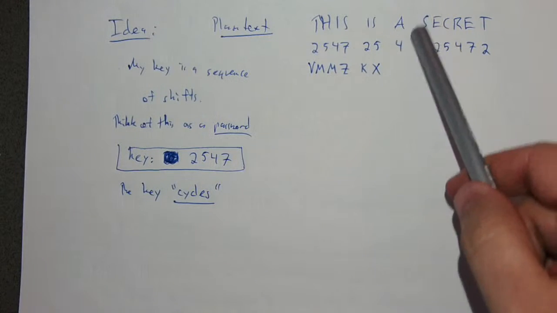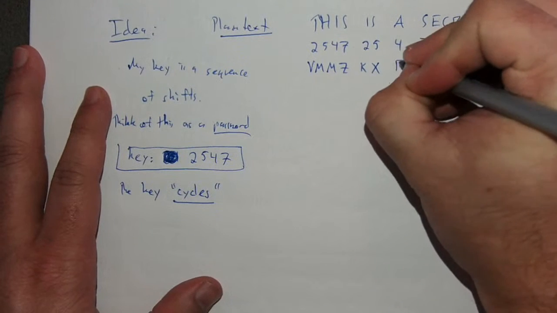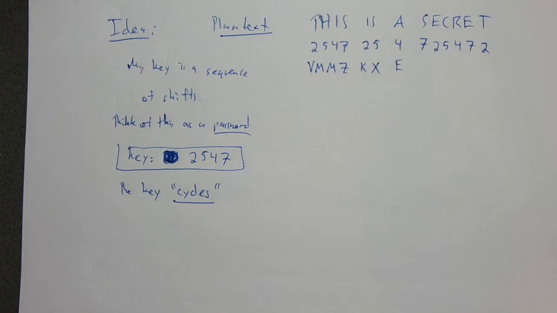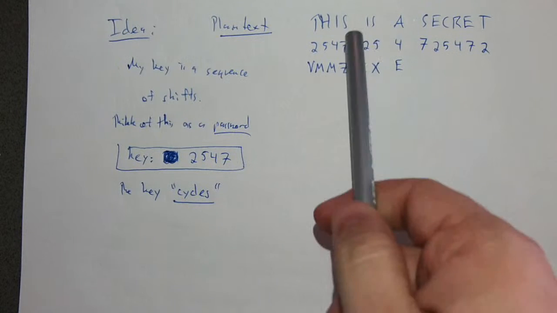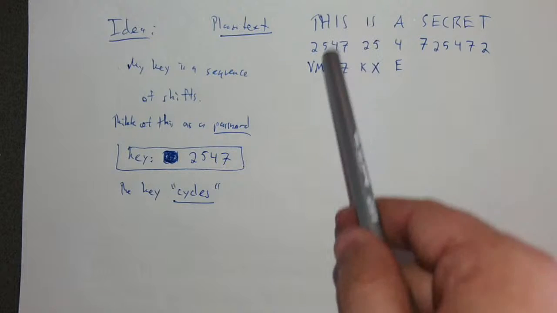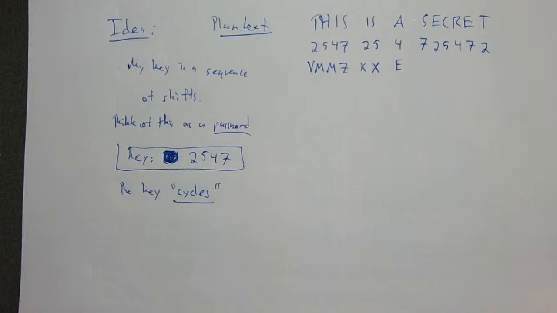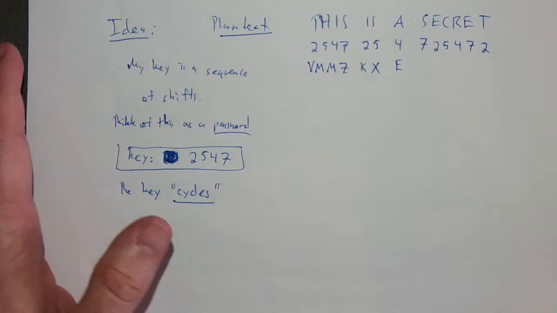Okay. Here, A gets shifted by 4 letters to the right and becomes an E. So you see what's going on here, right? The same letter potentially will get transformed into a different letter in this shift. So it's more complicated than a shift cipher in this way.